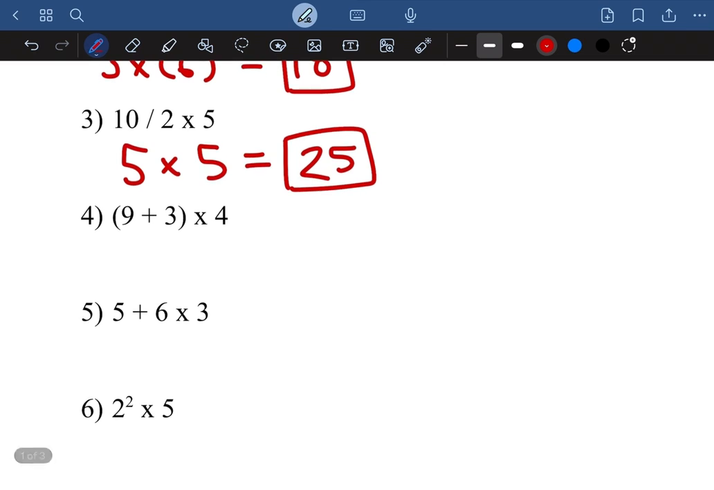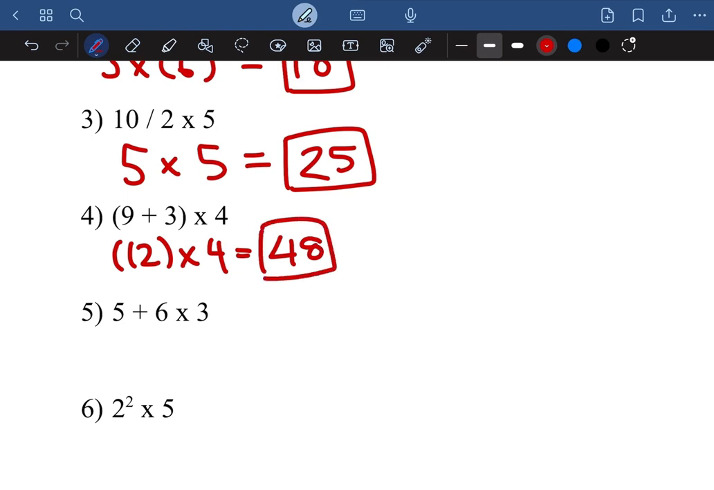Number 4, we have parentheses 9 plus 3 parentheses times 4. So first we're going to use PEMDAS. Parentheses come first, so we're going to add what's inside the parentheses first, which is 9 plus 3. 9 plus 3 is 12, and then we're going to multiply that number by 4. 12 times 4 is 48, so that will be your answer for number 4.